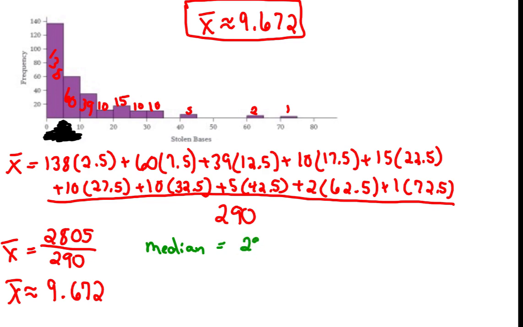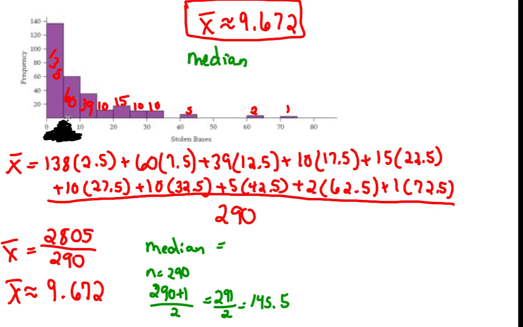Now we're going to calculate the median. So it's going to be my middle value. I know n is equal to 290. So 290 plus 1 divided by 2 is 145.5. So the median is going to be in between the 145th and 146th entry when I go from smallest to largest. And that is right there in this bar. My median is approximately 7.5.